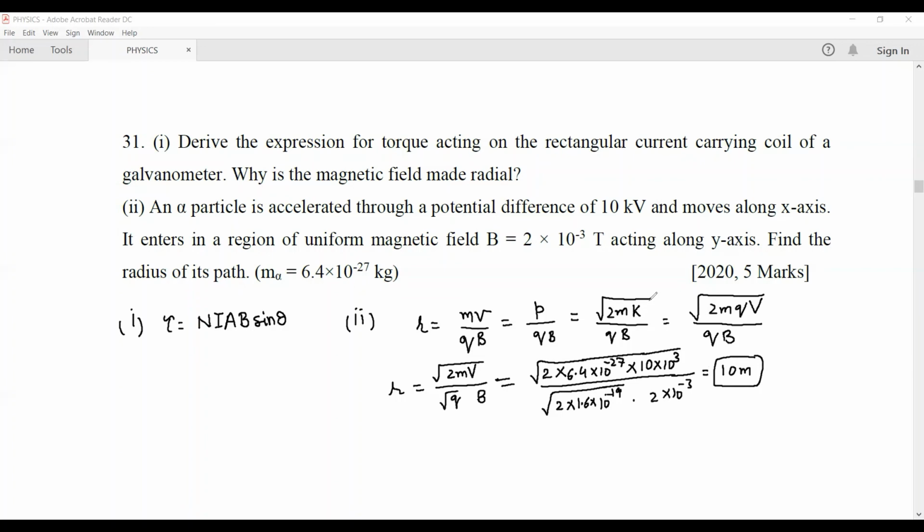We have completed this chapter. Also, you have to do the NCERT exercise questions. Now, very shortly, the next chapter will be put, which is magnetism.